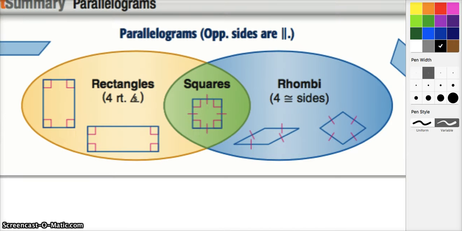Here's a little graphic from your textbook that I thought was interesting. It's not exactly the family tree of quadrilaterals that I have, but it is a look at parallelograms and saying, okay, here are the characteristics of rectangles, here are the characteristics of rhombi, and in the center, in the overlap of this Venn diagram, we have squares, because if you have a quadrilateral that is both a rectangle and a rhombus, it's also got to be a square.